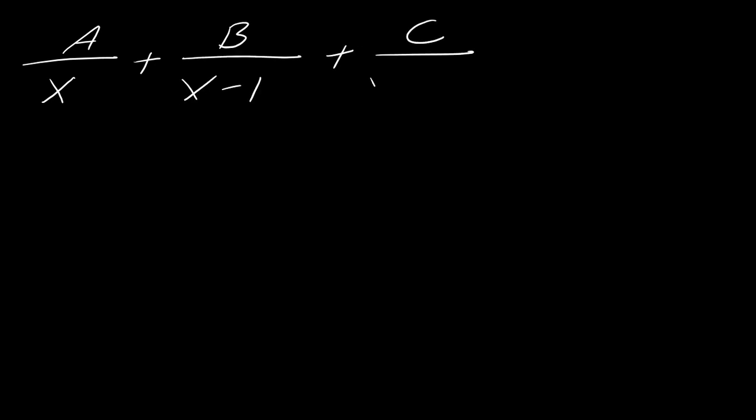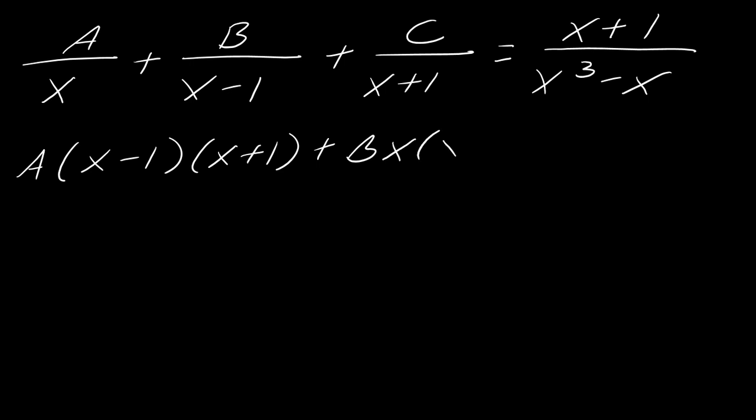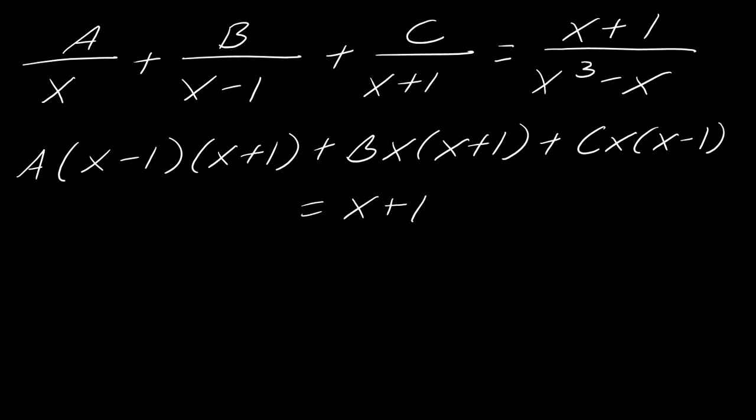So what I'm going to do is set up my partial fractions. So I've got a over x, b over x minus 1, and c over x plus 1. And now I'm going to set this equal to x plus 1 over x cubed minus x. So now I'm going to multiply everything by x cubed minus x. So this is going to become a times x minus 1, x plus 1. This will be bx times x plus 1. And this will be cx times x minus 1. And all of that now is going to equal x plus 1.